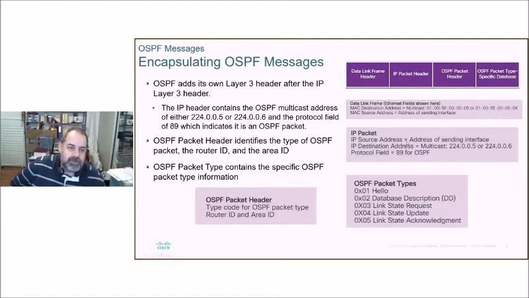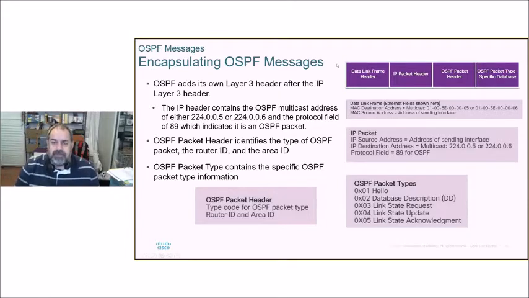So how do we encapsulate OSPF messages? OSPF has its own layer 3 header after the IP layer 3 header. The header consists of the OSPF multicast address, which is 224.0.0.5 or 224.0.0.6, depending on the router's function in the network. The OSPF packet header identifies the type of OSPF packet, the router ID and the area ID, and the packet type contains the specific packet type information. The packet types are hellos, database descriptions, and what we spoke about a couple of slides ago. If you remember, RIP version 1 broadcast its updates. RIP version 2 does a multicast, and OSPF does multicast as well, as does EIGRP.